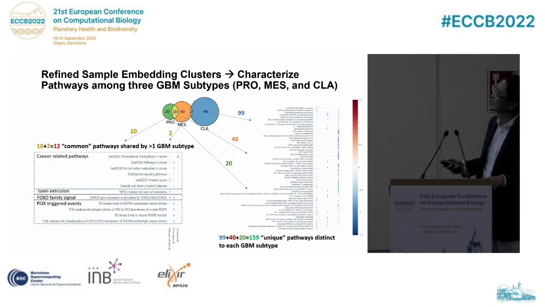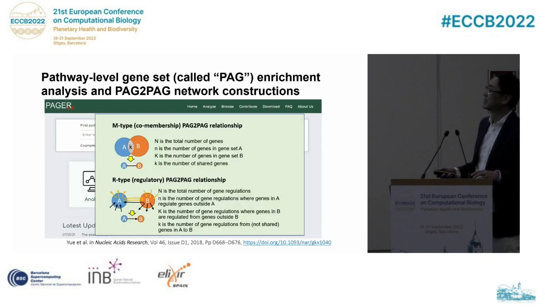So with that in mind, we did look at all of these sample enriched gene signatures, and then we did the pathway analysis to see in proneural, mesenchymal, and classical, what are the pathways that they have in common? There are 12 in common. What are the pathways that are very unique to each of the specific subtypes? And from here, we were not satisfied, and we decided to use some of the tools that were also developed in our lab called PAGER.